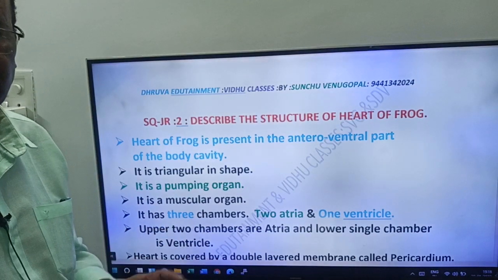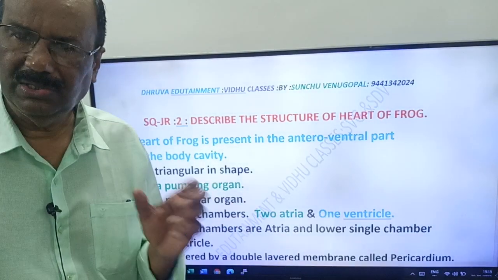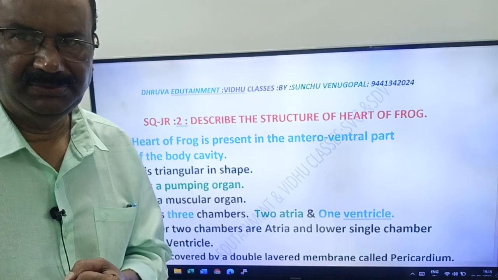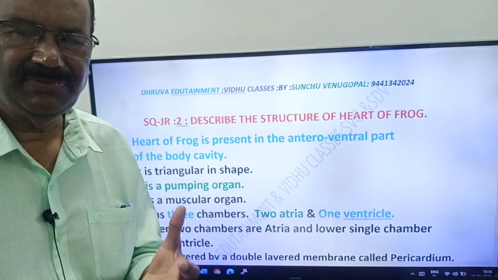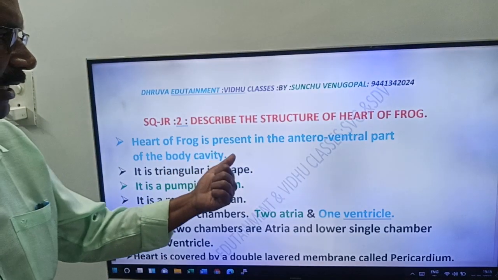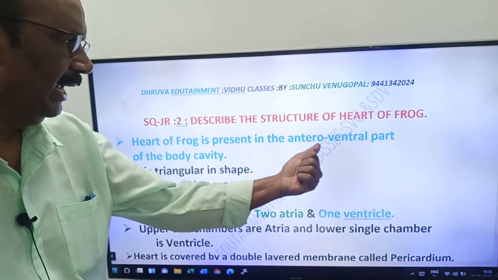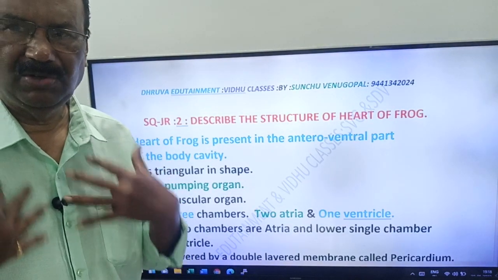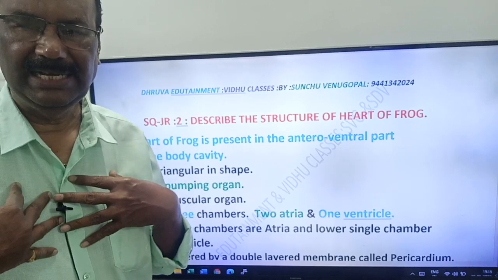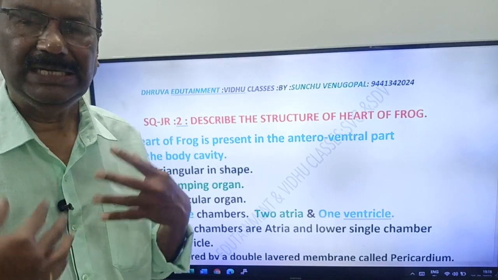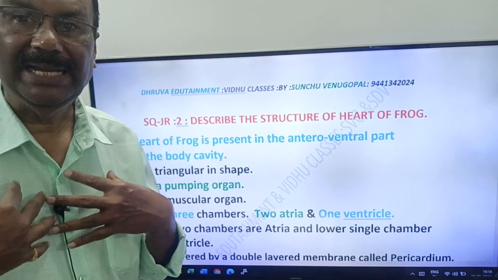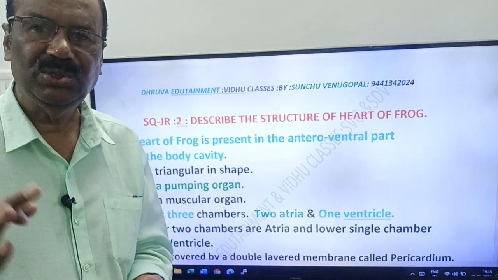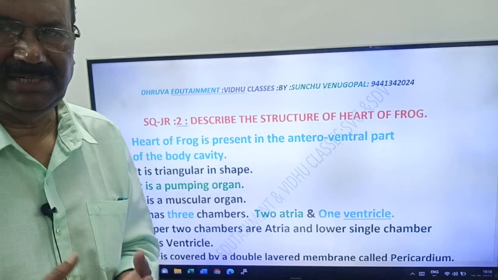See, friends, heart is an organ. It pumps blood to various body parts. Now you see the structure of heart of frog, friends. The heart of frog is present in the anterior ventral part of the body cavity. This is our body cavity. For example, this is anterior and ventral. The heart of frog is present on the anterior ventral part of the body cavity.